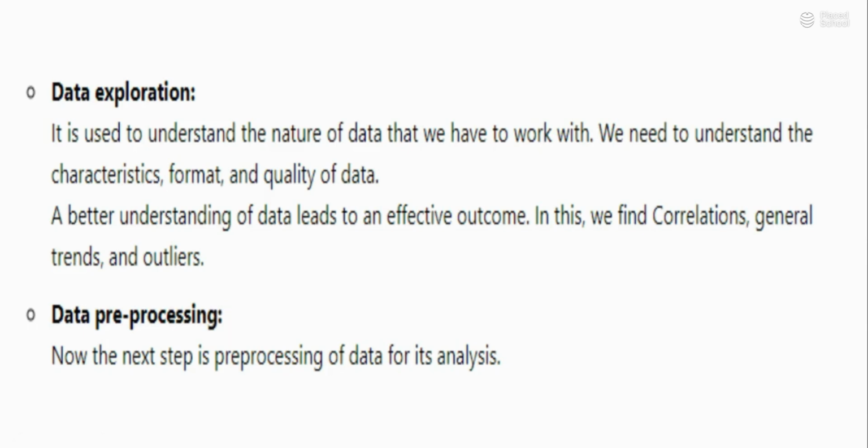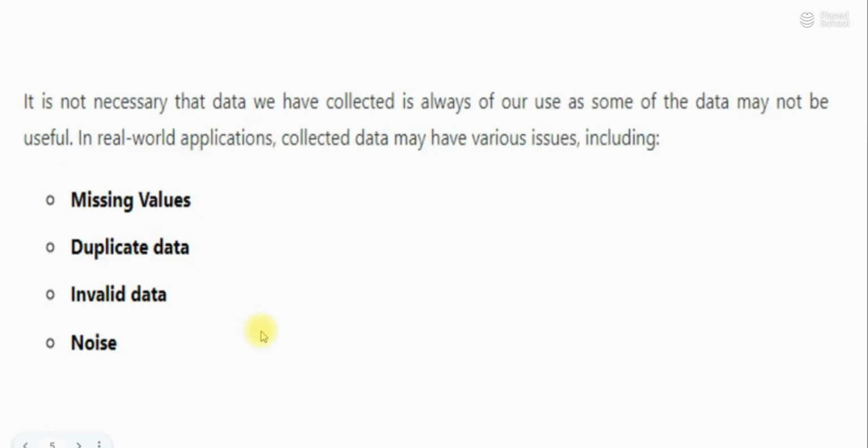Data pre-processing. Now the next step is pre-processing for this data that we have explored. We have tested the quality of the data. We are trying to identify different trends and patterns from the data, cleaning it, finding outliers, and then it is ready for pre-processing. Now it is not necessary that the data we have collected is always of our use, as some of the data may not be useful.